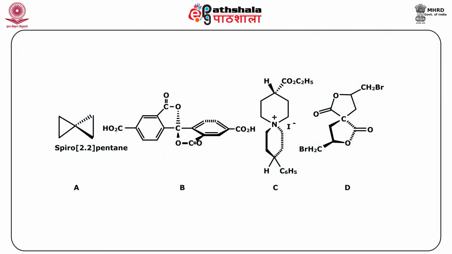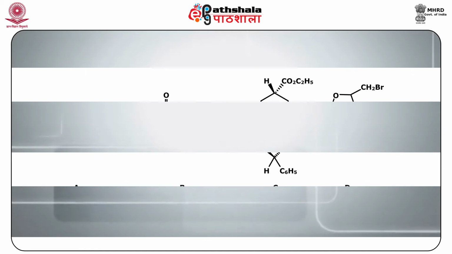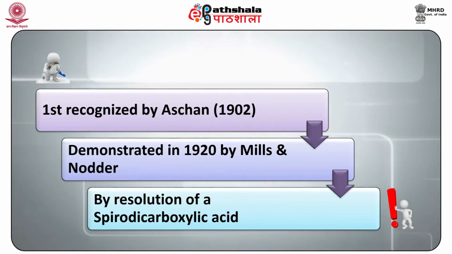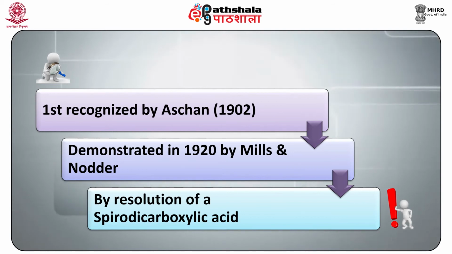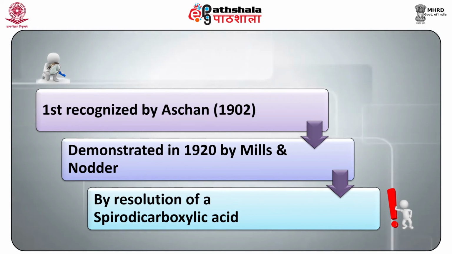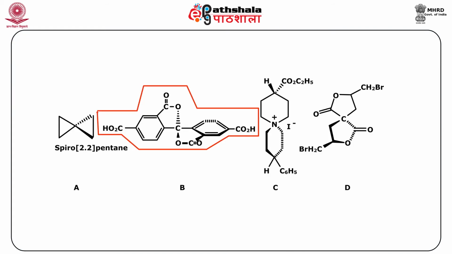The most strained saturated spirane, spiropentane, as shown in this figure A, was apparently first synthesized in 1896 by Gustavson, although it was not then recognized as such. Its strain of 65 kilocalories per mole or 272 kilojoules per mole is only about 10 kilocalories per mole greater than that of the isolated cyclopropyl rings. Chirality in spiranes was first recognized by Aschan in 1902, and it was demonstrated in 1920 by Mills and Nodder by a resolution of spirodicarboxylic acid, as shown in this figure as B.